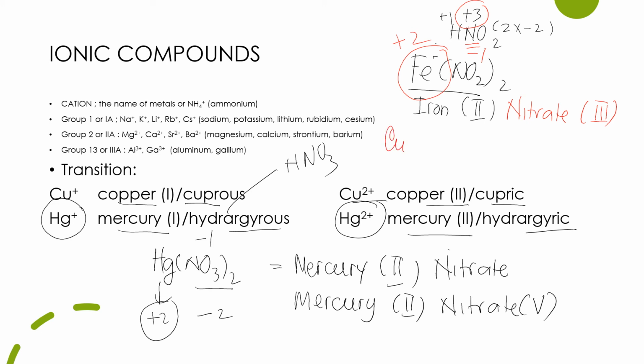For Cu(NO3)2, NO3 is -1, the N in NO3- is +5, and the Cu here is +2, so the name is copper(II), because the oxidation state of Cu is 2. And then NO3 is nitrate(V), or you can say cupric nitrate.